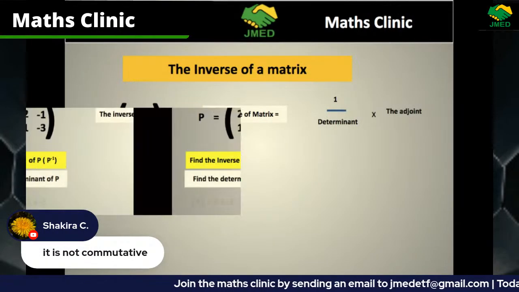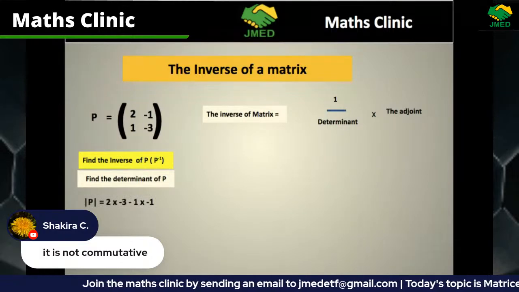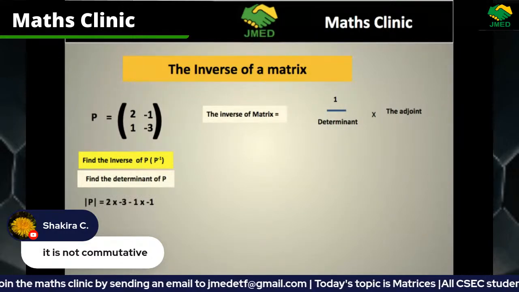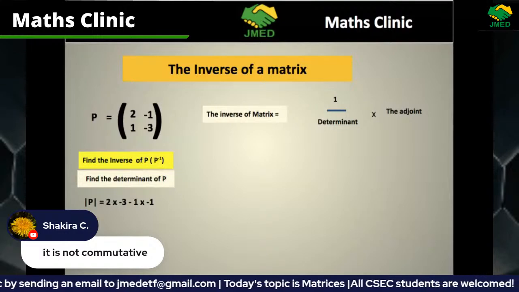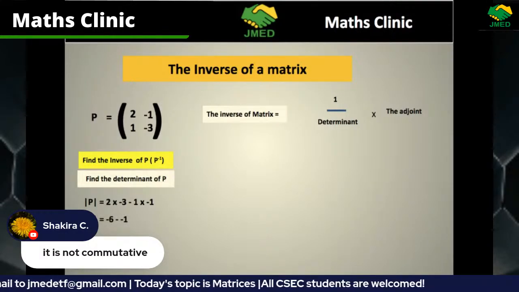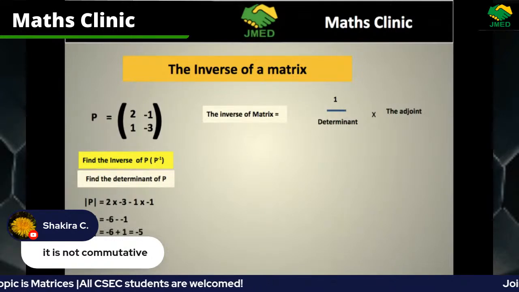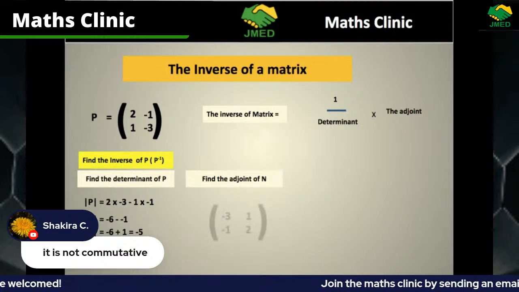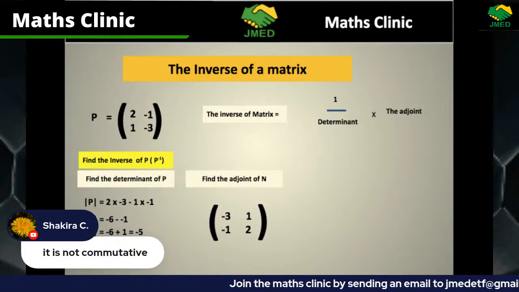Find the determinant. 2 times -3, 1 times -1, which gives us -6 minus -1, which gives us -5. Find the adjoint. We know how to do that.